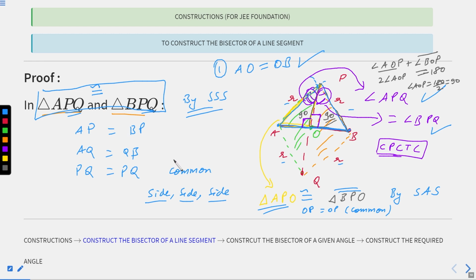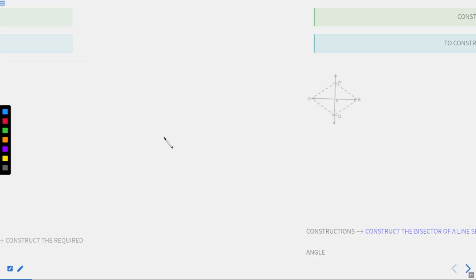So from this I can easily say that the construction we have done is the perpendicular bisector of the given line of length 7.8 centimeters. So in this way we can construct a perpendicular bisector. I hope this is clear. Let me go through the proof once again.